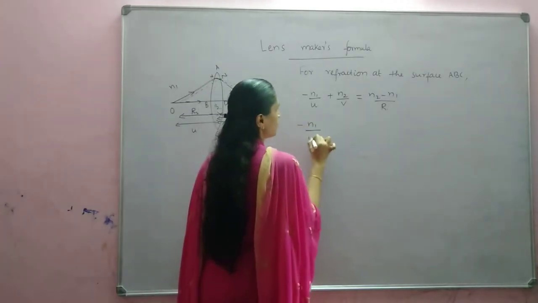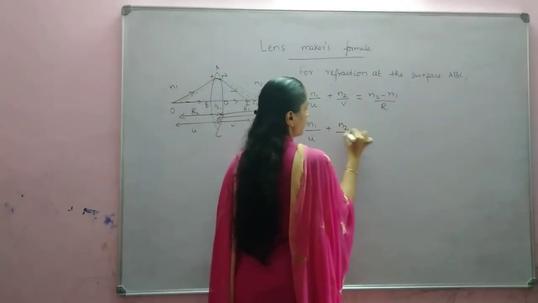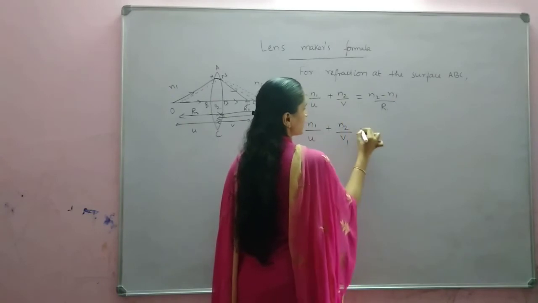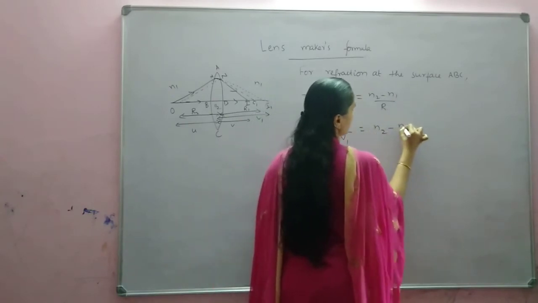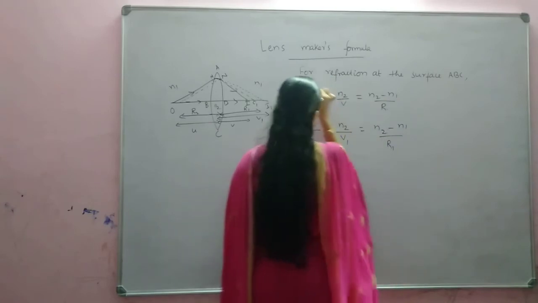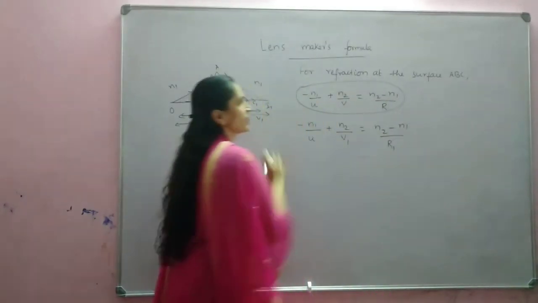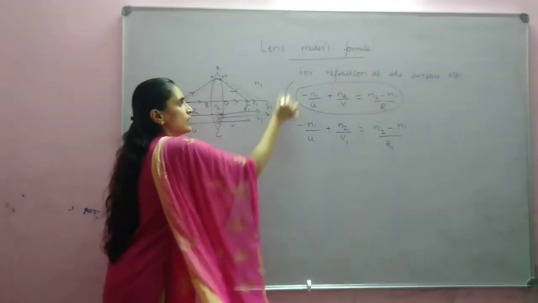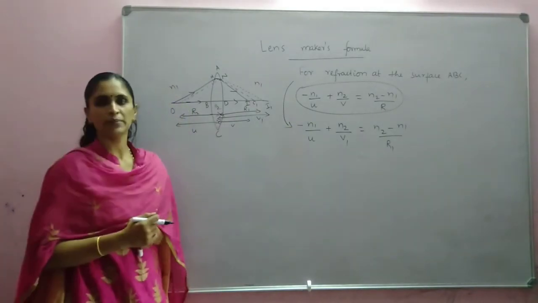Minus N1 by U plus N2 by V1 is equal to N2 minus N1 by R. So this formula we have to apply. Okay. So we will get this for refraction at the surface ABC.